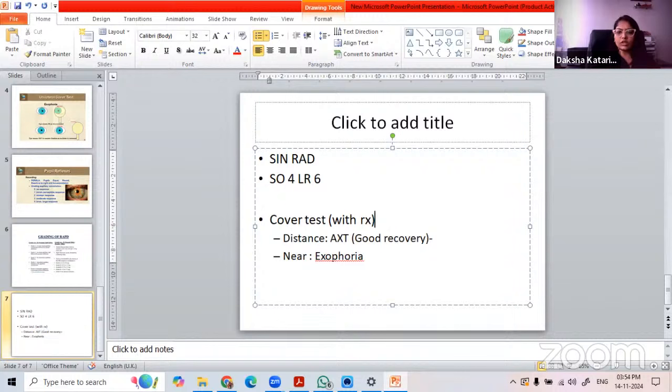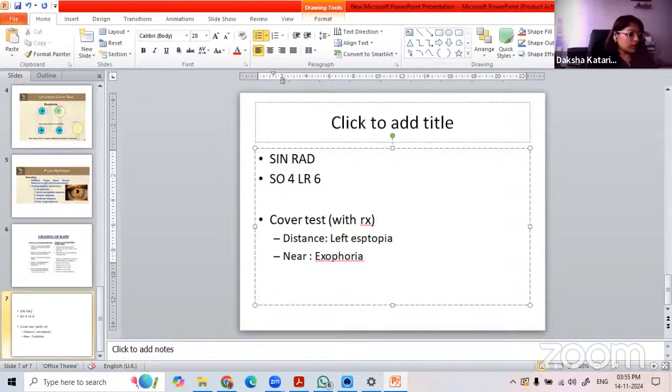Okay, so this is the right way to write cover test distance and near. This is the standard way to get to know what is the actual squint the patient has. If you write mild exophoria, or some people write right eye exotropia, that's not the right way to do it. Now, this is alternating I have written. If you have it in one eye, then you're going to write it as left esotropia. Okay, so I hope this is very clear.